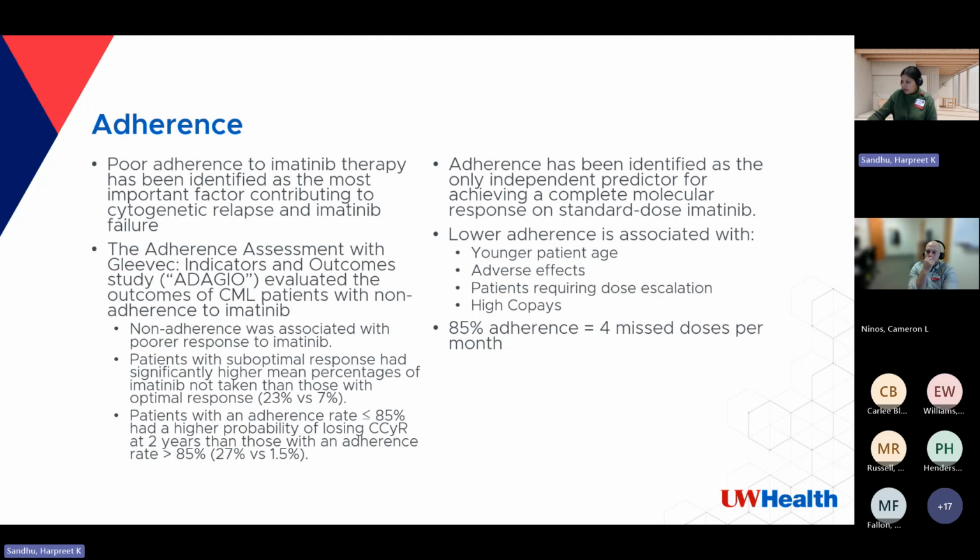And adherence is typically defined as taking a medication as prescribed for 80 to 85% of the time. And so to put that into perspective, that's about 4 missed doses per month or 1 missed dose per week. So it's really not that many missed doses to say somebody's not adherent. And then lower adherence is often associated with younger patient age, adverse effects. And so managing these adverse effects is important.